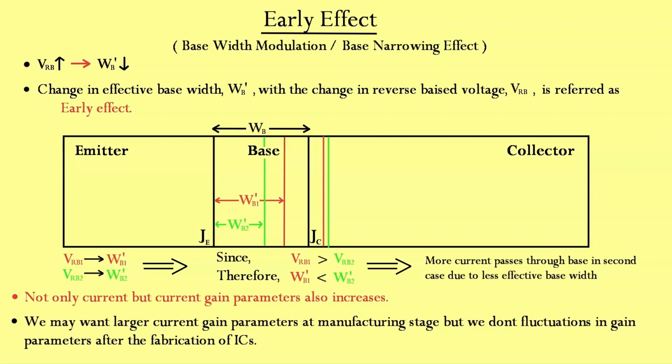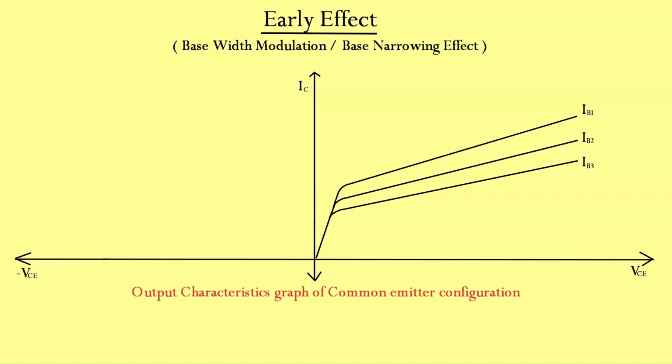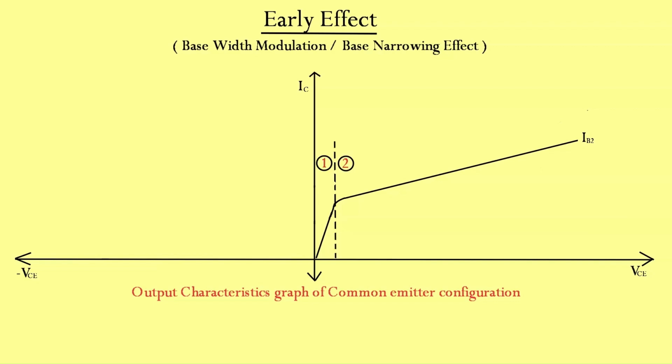We can also understand the early effect through the output characteristics graph of common emitter configuration, where early effect is more clearly visible compared to other characteristics graphs. This is the general manner of representing the characteristics graph, which shows multiple plots at different values of input current, which is base current in our case. However, I will be needing only one plot to make you understand the early effect. Now, we will divide the plot into two parts. Consider the second portion, which represents the active region.